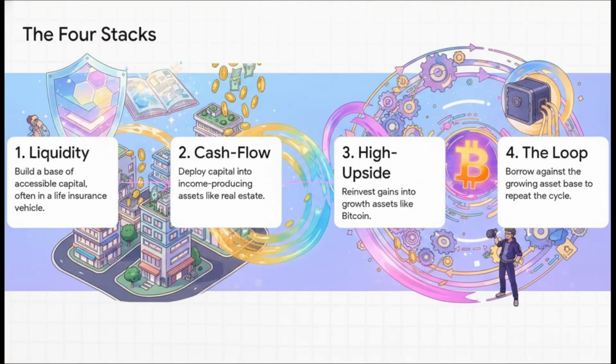So the whole system is built on these 4 layers, or stacks. First, you build up your liquidity. This is your stable base of capital, and often it's housed in a specific kind of life insurance policy. Second, you take that liquidity and you deploy it into assets that produce cash flow, think real estate. Third, you take the profits from that and recycle them into something with really high growth potential. And fourth, this is the magic, you create the loop by borrowing against your growing pile of assets to start the whole cycle all over again.